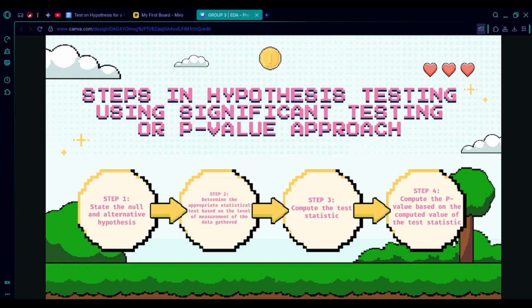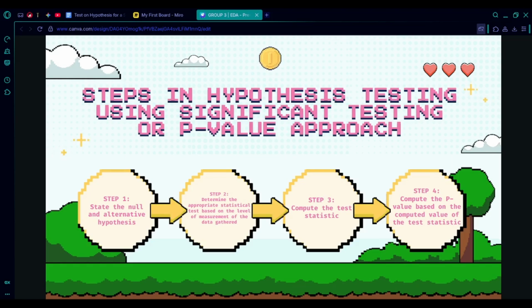So for the second step, we determine the appropriate statistical test based on the level of measurement of the data gathered. So in this step, we consider two things, or we use two statistical tests that is based on the level of measurement. Let's say for example, there are two tests that we are using. So the t-test and the z-test. So it may vary depending on the problem again.